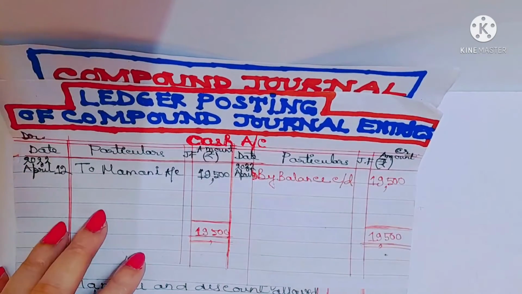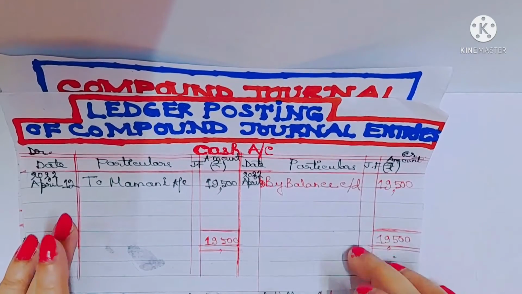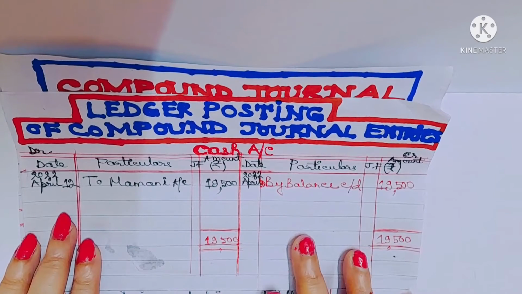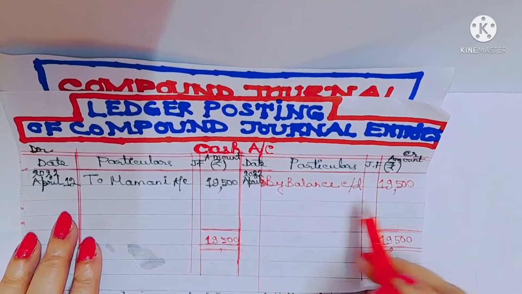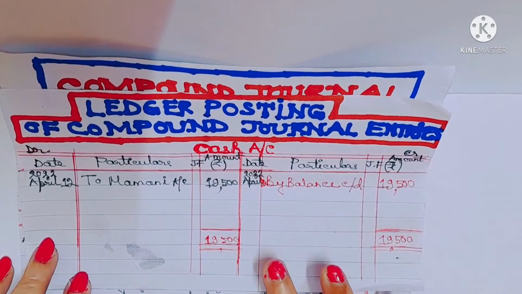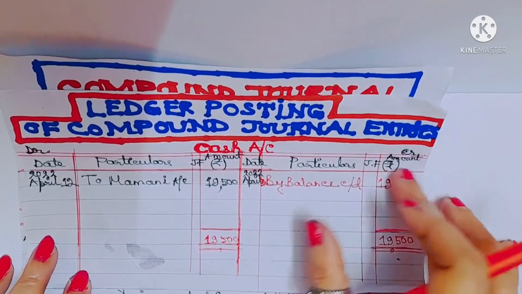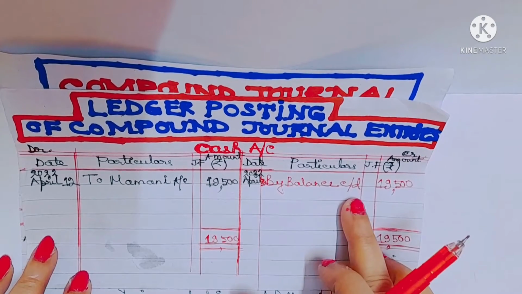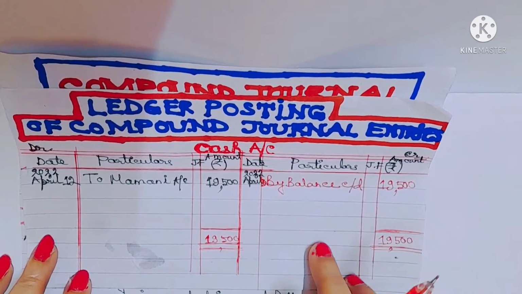Understood? Please understand. Both the debit and credit sides are totaled. The difference or the shortfall between the two sides represents the balance. This is the balancing figure. And then this balance is shown on the side with the lesser amount. Where do we have the shortfall? The credit side. So it came here as carried down. CD means carried down, so as to make both sides equal.